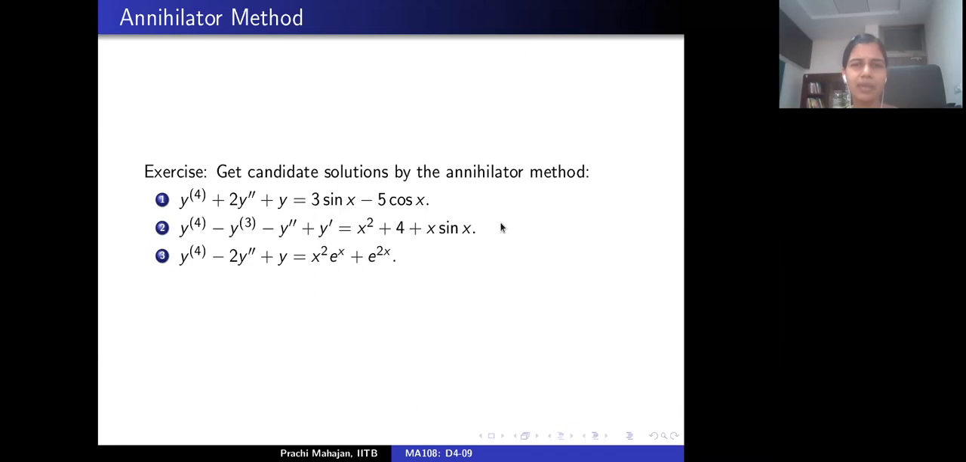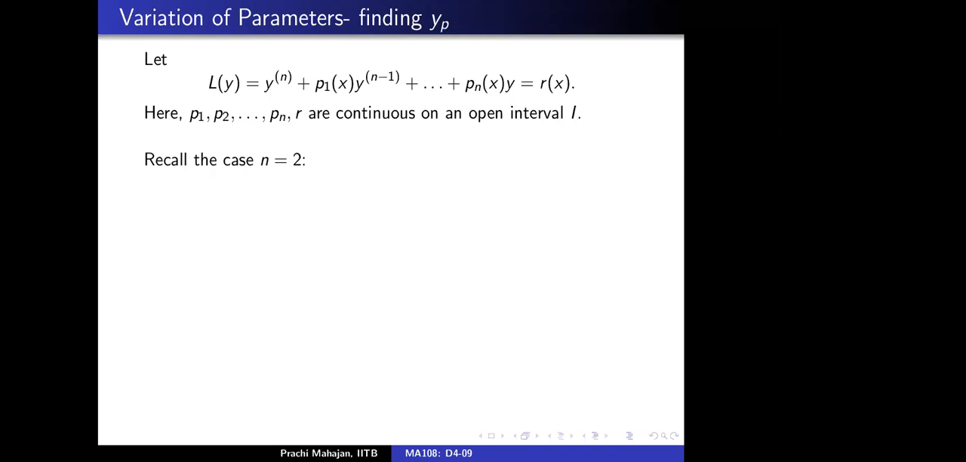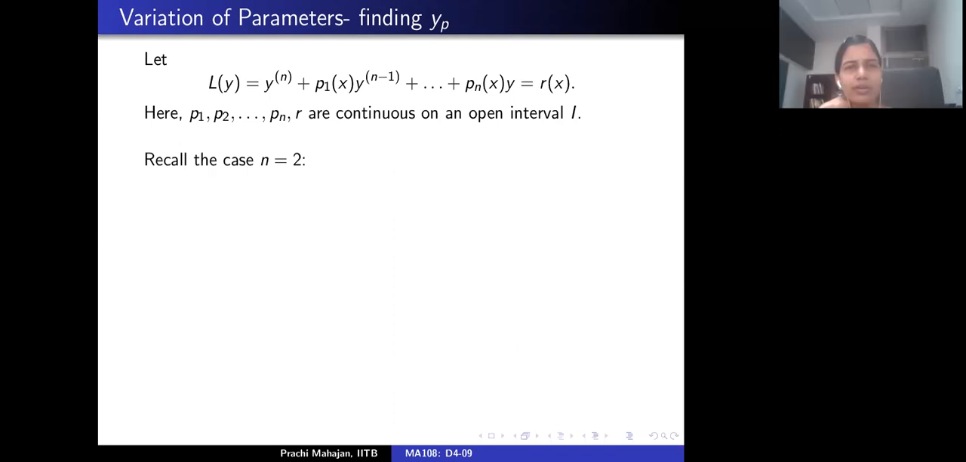Okay. All right. You remember we did one more method to solve particular solutions of non-homogeneous differential equations: variation of parameters. When we were discussing the order 2 case, that was the variation of parameters. This is far more general than the method of undetermined coefficients. So let's see if we can push through this method to order n equations as well, right?